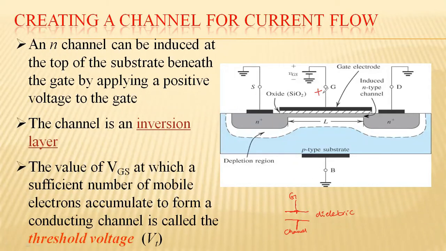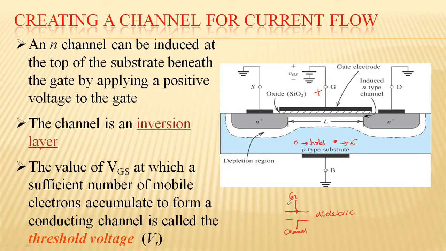Now, when you apply positive voltage at the gate, this region is actually the P-type substrate. P-type substrate means it has both majority and minority charge carriers. Majority charge carriers are holes and minority charge carriers are electrons. We have both majority and minority charge carriers in each type of material, P-type and also N-type. Here majority charge carriers are holes and minority charge carriers are electrons.